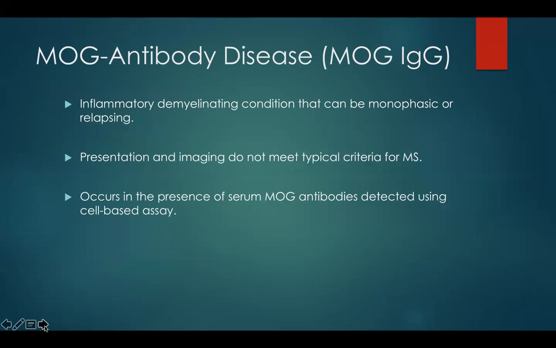So anti-MOG, also known as MOG autoimmune encephalitis and MOG antibody disease, we think of as an inflammatory demyelinating condition that can be either monophasic or relapsing. The presentation and imaging do not meet typical criteria for multiple sclerosis, and you have to have the presence of serum MOG antibodies detected using the cell-based assay, and the one we use is provided by Mayo Clinic.